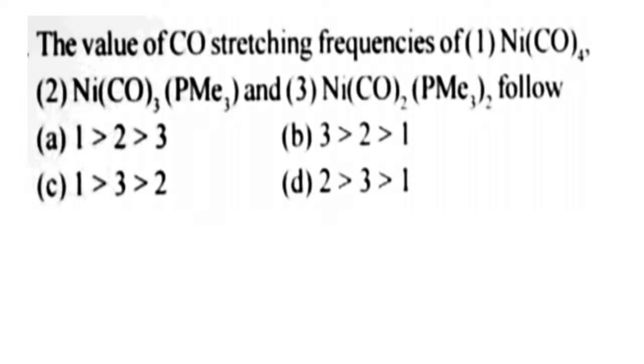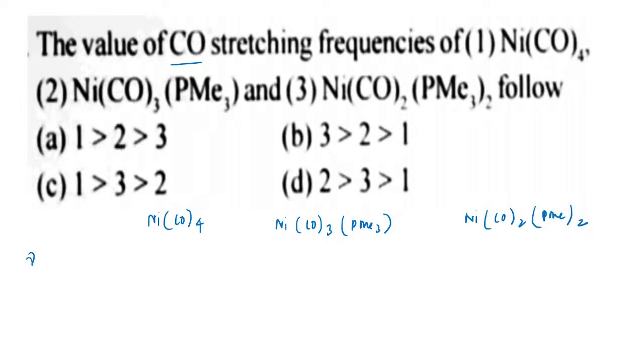All right, okay. So let's solve this question. So the value of CO stretching frequencies of one, that is nickel tetracarbonyl, and second complex is Ni(CO)3(PMe3), and third complex is Ni(CO)2(PMe3)2. Okay. Now this is the complex, and we have to find the correct order of stretching frequencies.